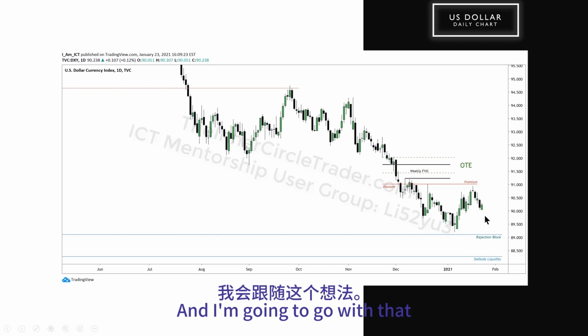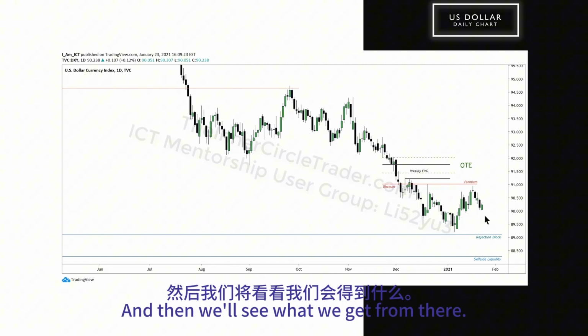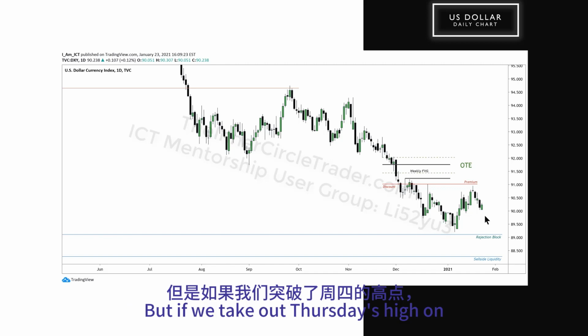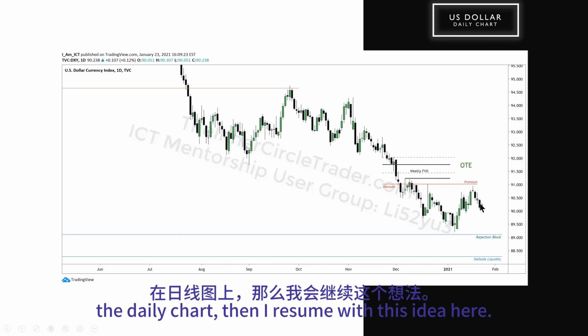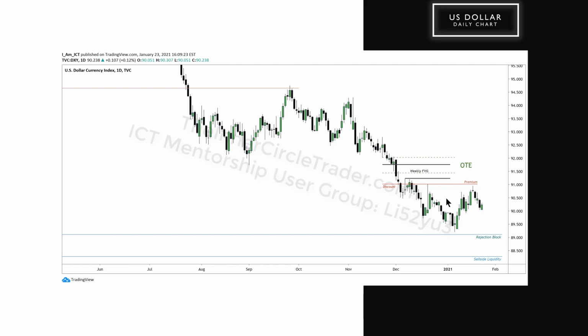And I'm going to go with that and study how we open on Sunday. And then we'll see what we get from there. But if we take out Thursday's high on the daily chart, then I resume with this idea here. So it's a lot of give and take and wait and wait and wait.